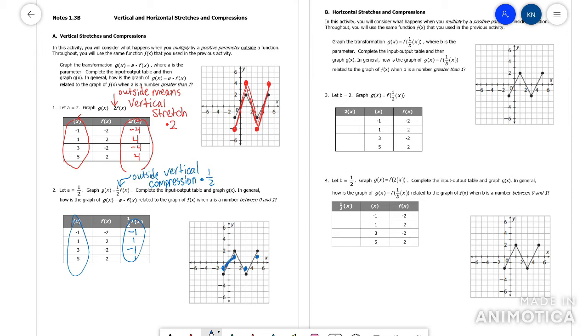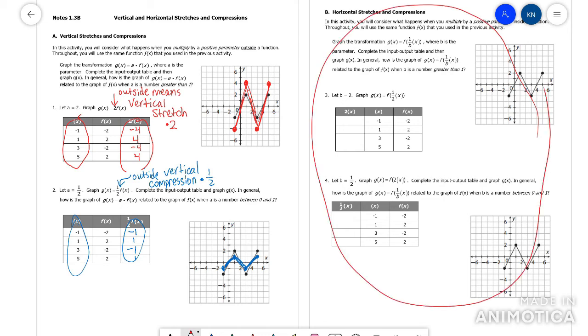When I connect the dots, you can kind of see that it got shrunken vertically. So it's half as tall as it used to be, basically. All right, now where it gets really weird. This right here is a concept that is very, very difficult, A, to explain, and B, to understand.